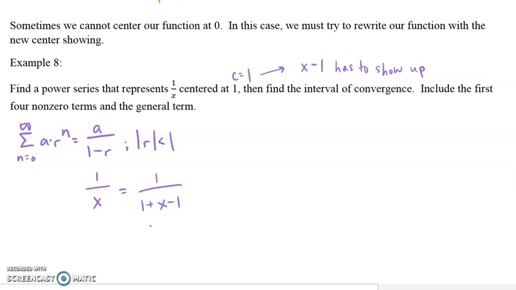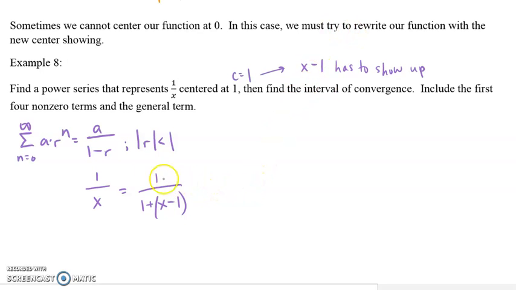Okay, so I want you guys to look at this equation that I've written, 1 over x equals 1 over 1 plus x minus 1. Convince yourself that they're the same thing. All I've done in the denominator is I've added 1 and I've subtracted 1 to the denominator. So it's still the same thing. I've kept everything balanced. I've just forced that x minus 1 to show up there.